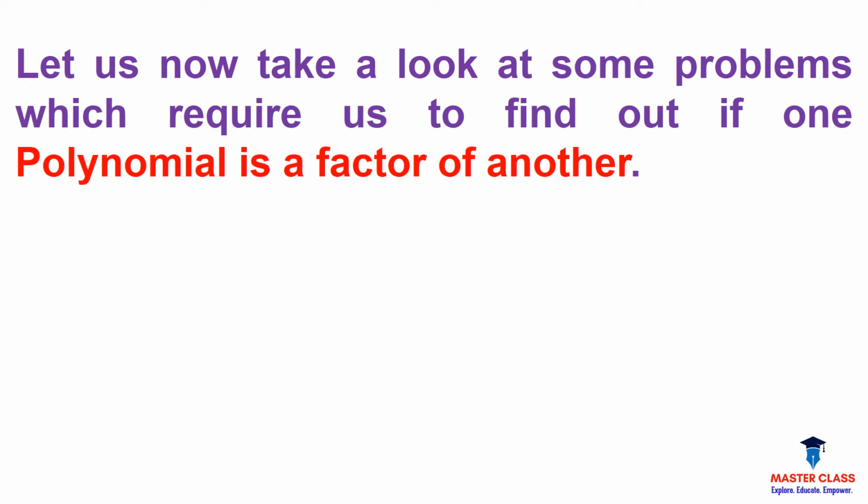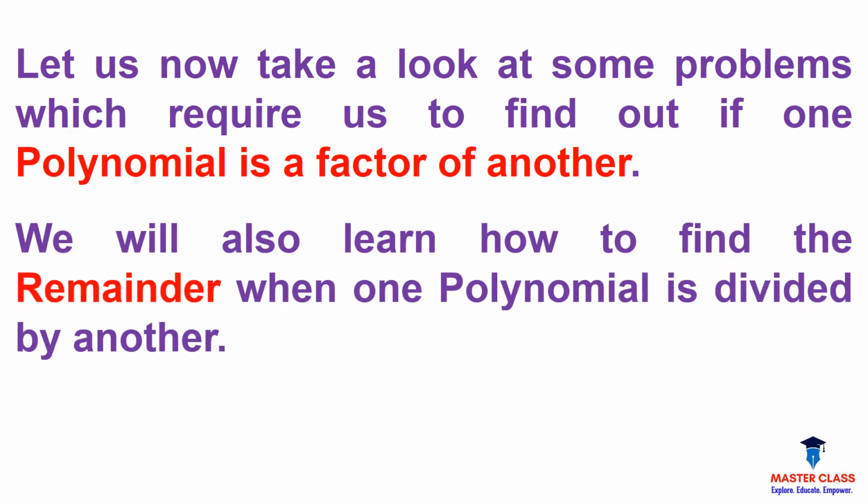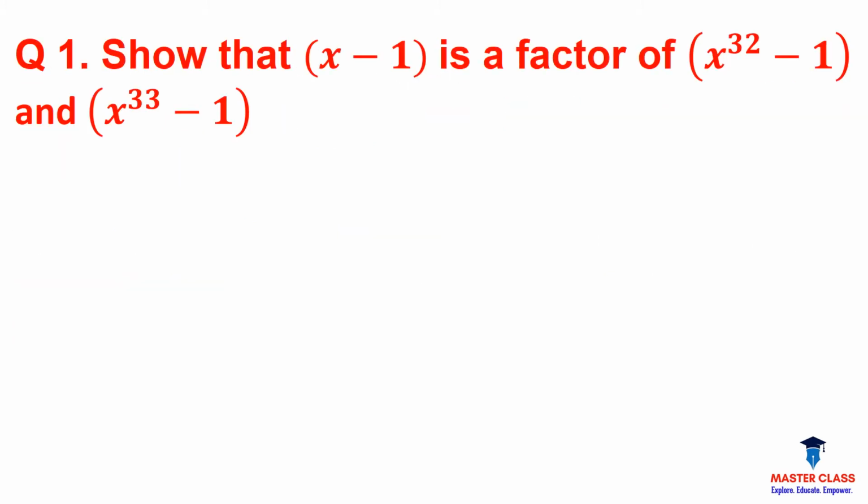Let us now take a look at some problems which require us to find out if one polynomial is a factor of another. We will also learn how to find the remainder when one polynomial is divided by another. Question 1 asks us, show that x minus 1 is a factor of x raised to the power of 32 minus 1 and x raised to the power of 33 minus 1.